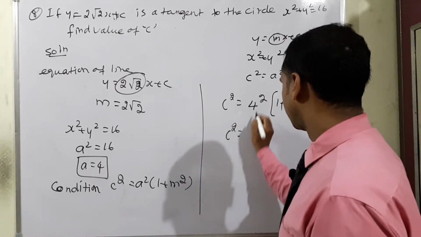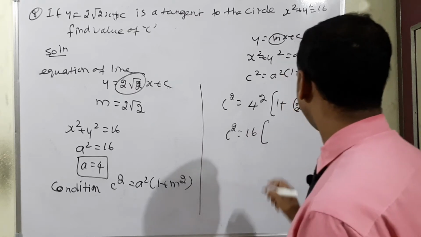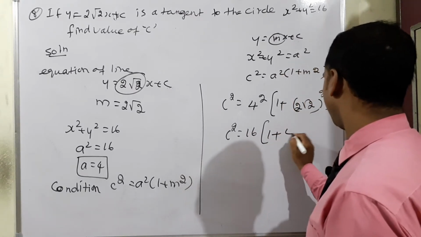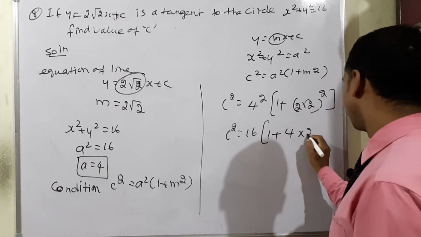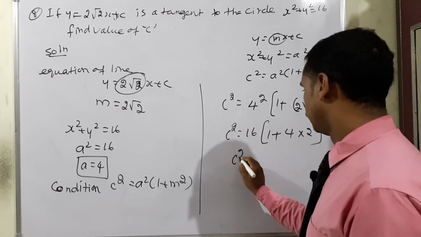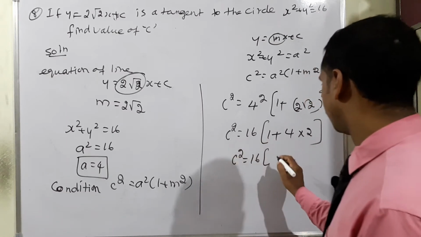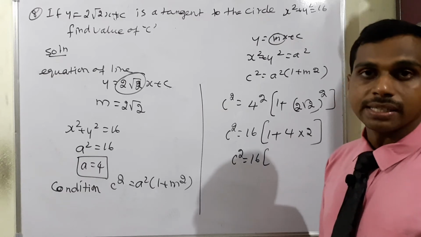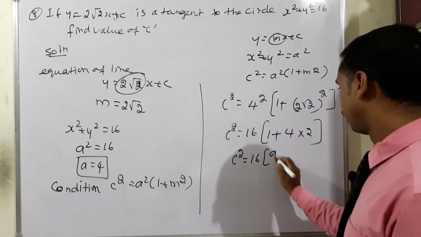Therefore, c square is equal to 4 square, which means 16. So, 1 plus 2 square means 4, root 2 the whole square means into 2. Again, c square is equal to 16 into 1 plus 4 into 2 means 8. 8 plus 1 is equal to 9.